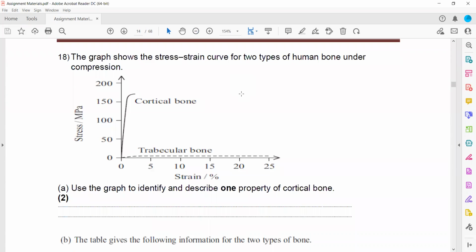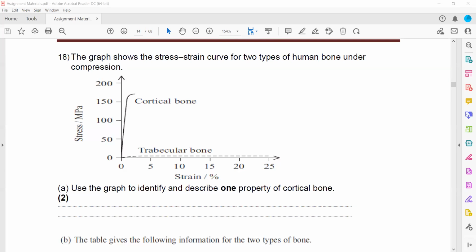Next is question 18. The graph shows a stress and strain curve for two types of human bone under compression. One is the cortical bone and another one is the trabecular bone. Use the graph to identify and describe one property of the cortical bone. So what is the property of the cortical bone? The cortical bone does not undergo a large deformation, only a very small plastic deformation. So it means it is brittle.